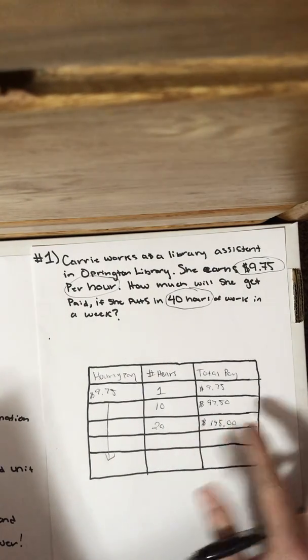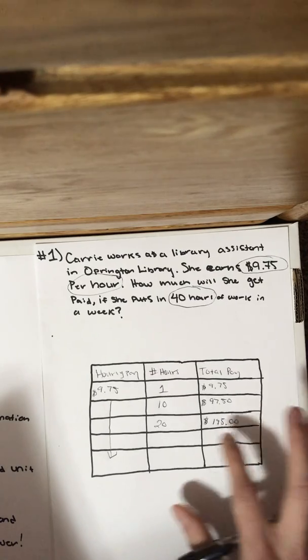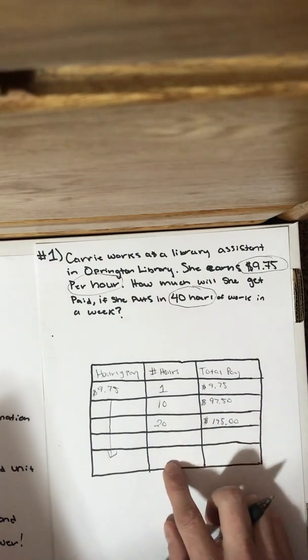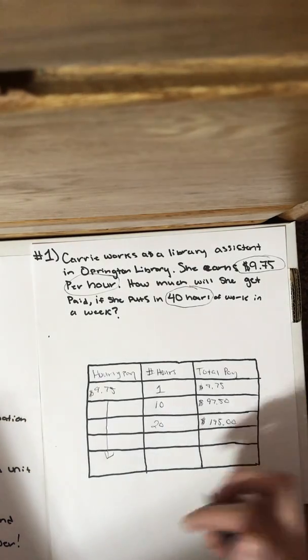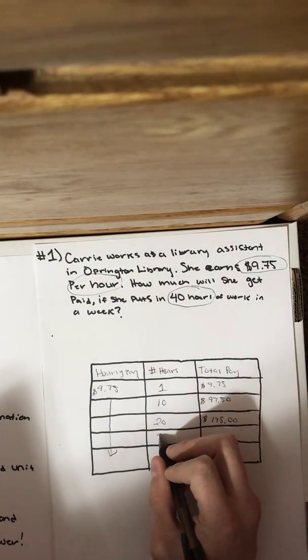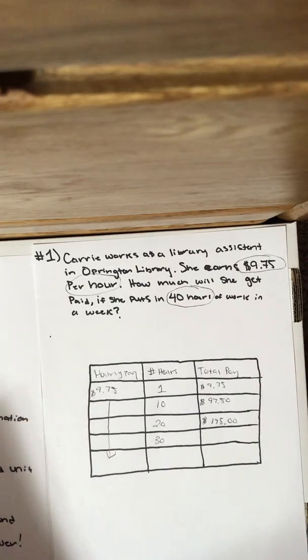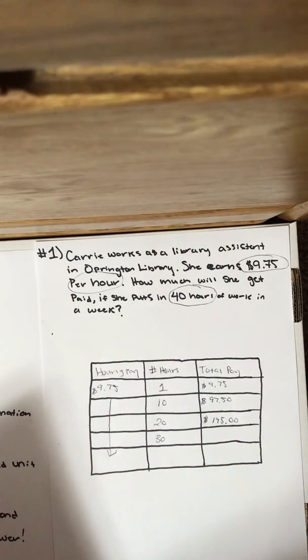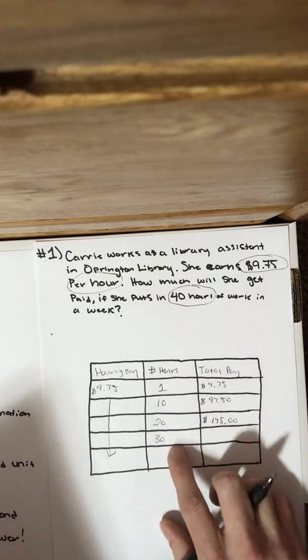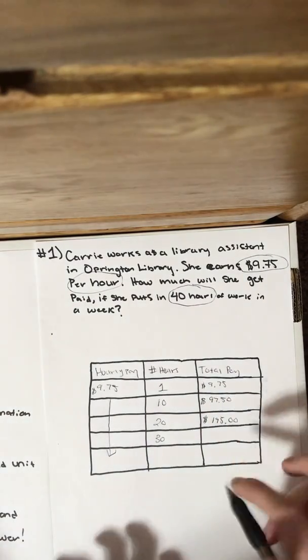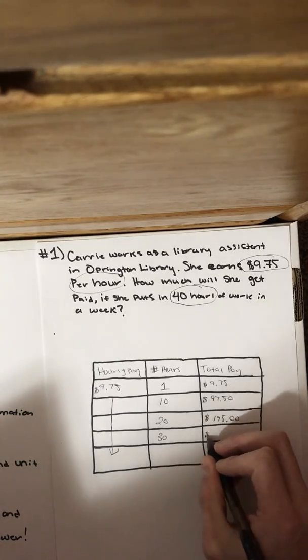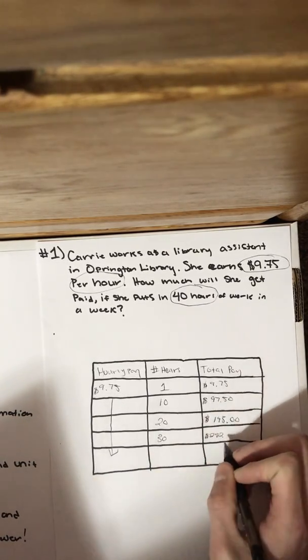If you feel comfortable enough, you can probably skip to the 40 because you know 40 is just 20 doubled. But for the sake of this, we'll fill out the complete chart so we can visually see our answer and make sure we're right too. So for the number of hours now, we have 30. We know that's going to be 97.50 times 3, which is $292.50.